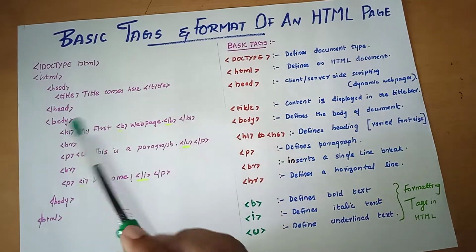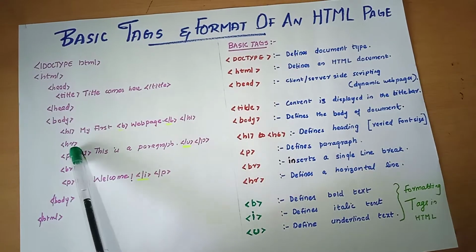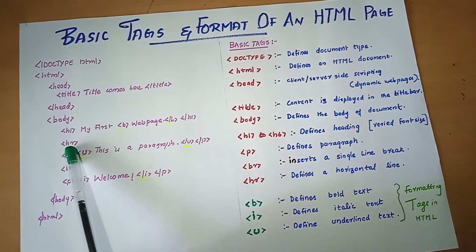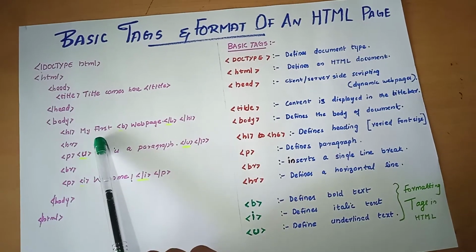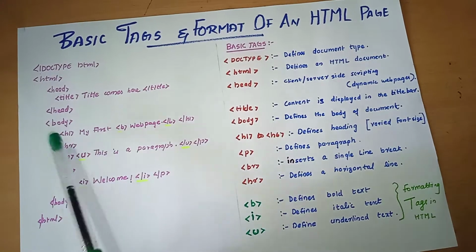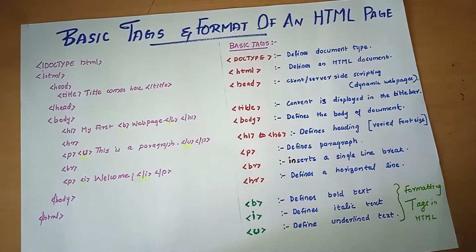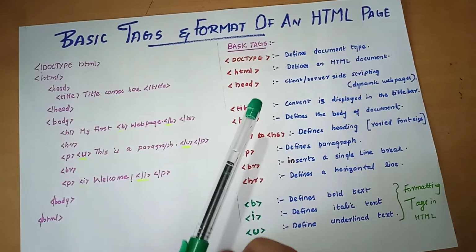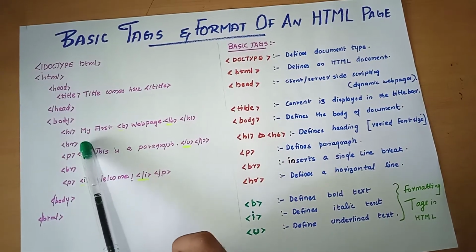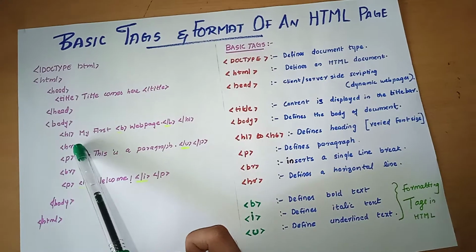Okay. So the next tag inside this body tag is HR. HR means horizontal rule. When we write this code, it will be displayed in the web page like a full length horizontal line. It doesn't need any closing tag. That's a specialty of this HR.